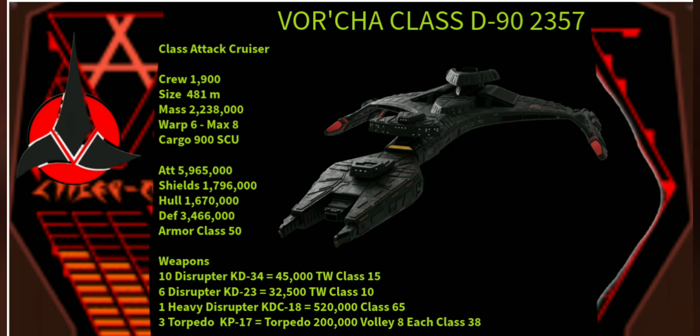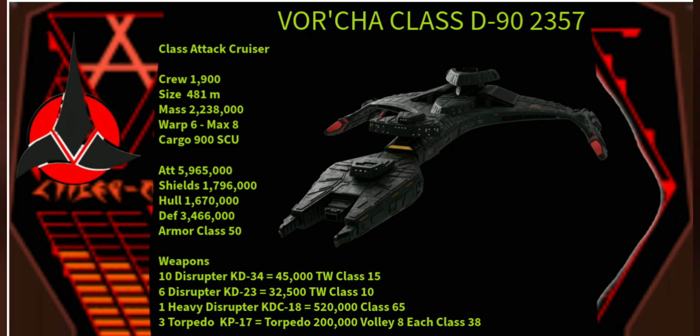The ship is classed as an attack cruiser. It was made around 2357. It's a D90 is the classification. It's 481 meters. Its mass is 2,238,000. It's a little slow, so the warp speed is going to 8. That's basically what FASA is saying, and I went ahead and did that alteration.